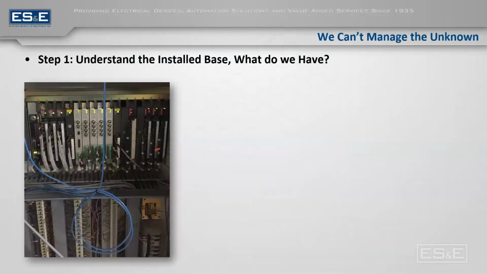So we can't manage the unknown. We don't know what we don't have. So we need to have visibility into our data to understand what equipment we will have, and we need to have spares for in a failure, what is in our facility.